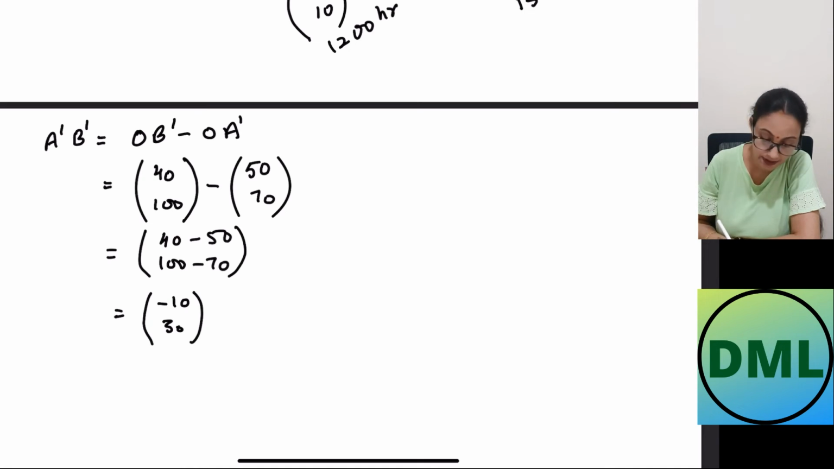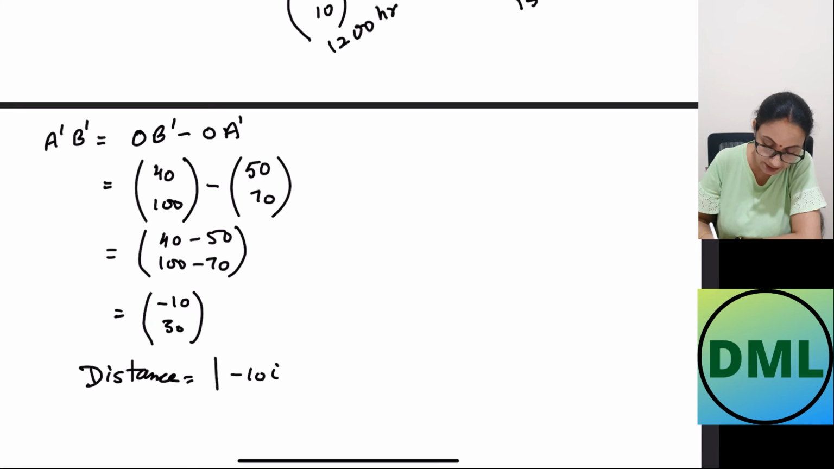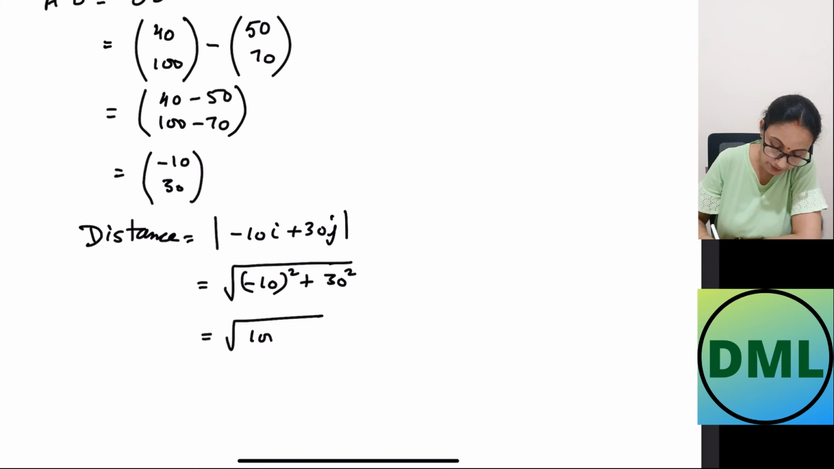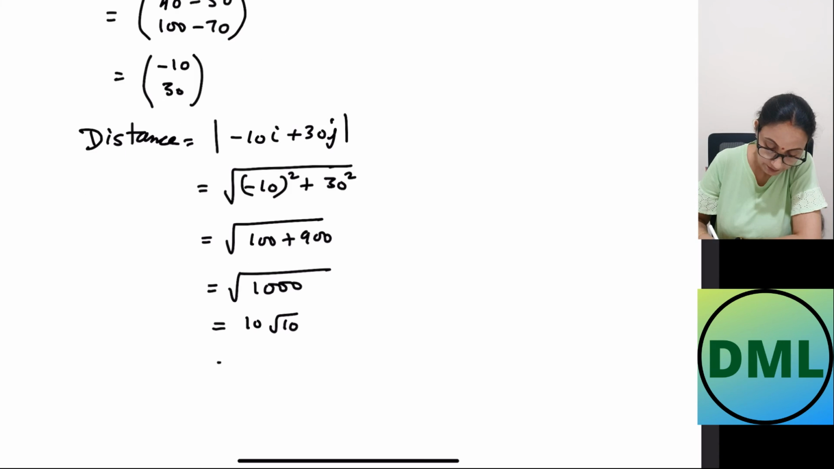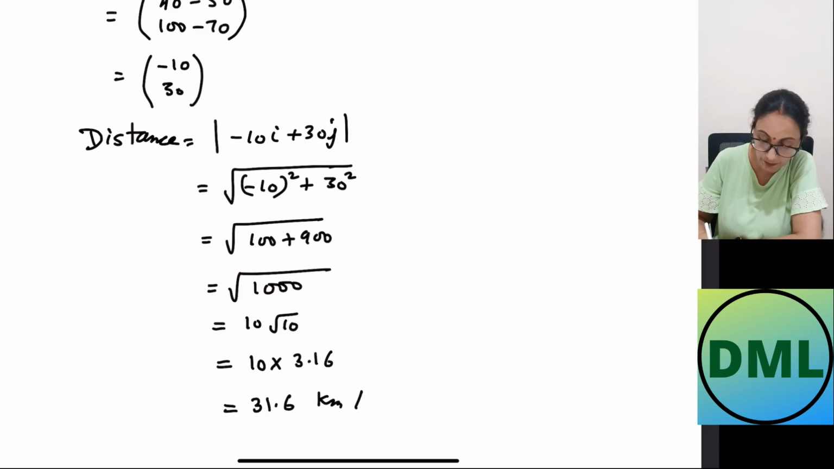Now I need to find out the distance. So the distance is equal to the mod of minus 10i plus 30j. I am doing the modulus of this vector. So that will be written as root of minus 10 the whole square plus 30 square, which equals root of 100 plus 900. That will be equal to root of 1000, which will be written as 10 root 10. That equals 10 multiplied by root 10, which is approximately 3.16. So if you multiply it with 10, your answer will be 31.6 kilometer. That will be your answer.